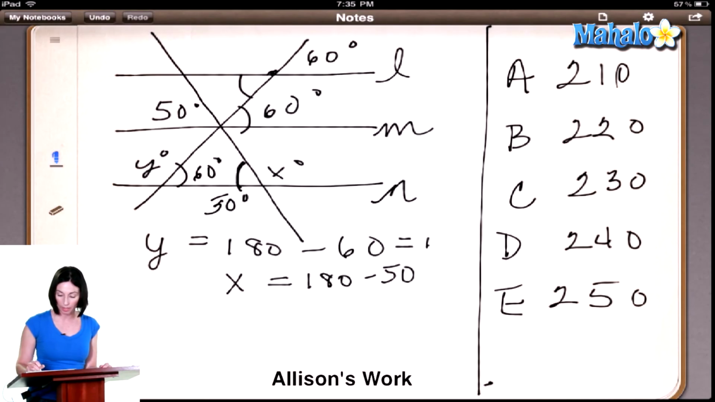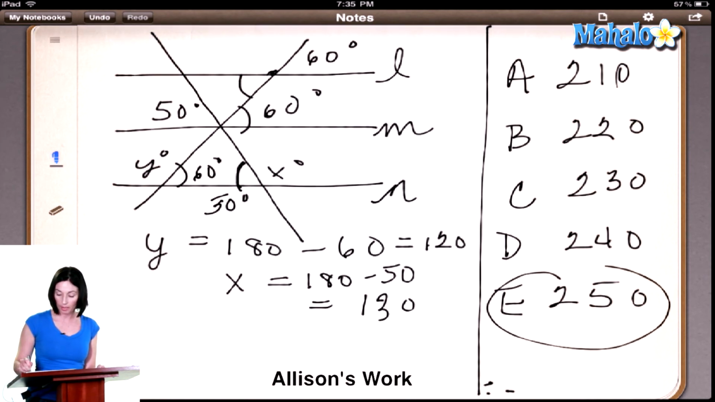And what are we trying to find out? Let's not forget what the problem asked. What is the value of x plus y? So y is equal to what? 180 minus 60 is 120. X is equal to 180 minus 50, which is 130. And so then what will x plus y be? 250. Yeah, we just add them together, 120 plus 130. So it's E.